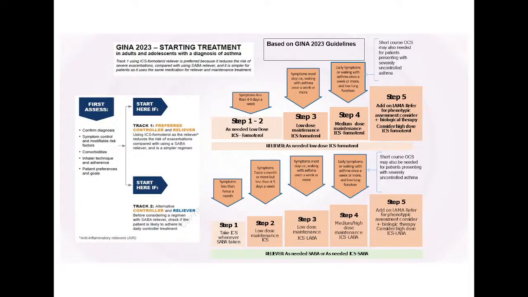If we do spirometry, then the FEV1 and FVC ratio, or the FEV1, may be reduced, the function may be reduced. So in that case, we can use medium dose maintenance inhaled corticosteroid plus formoterol. And in step 5, again we have to look for phenotypic assessment plus biological therapy like omalizumab or dupilumab, and consider high dose inhaled corticosteroid plus formoterol.